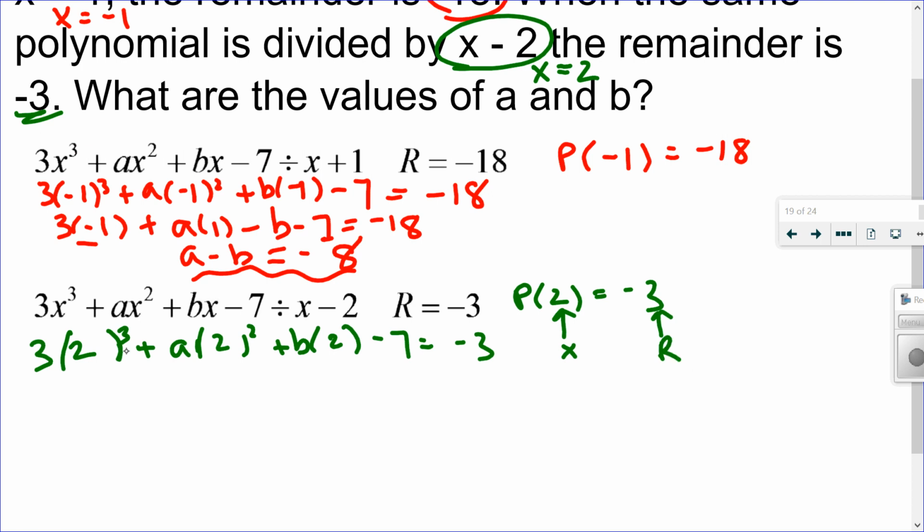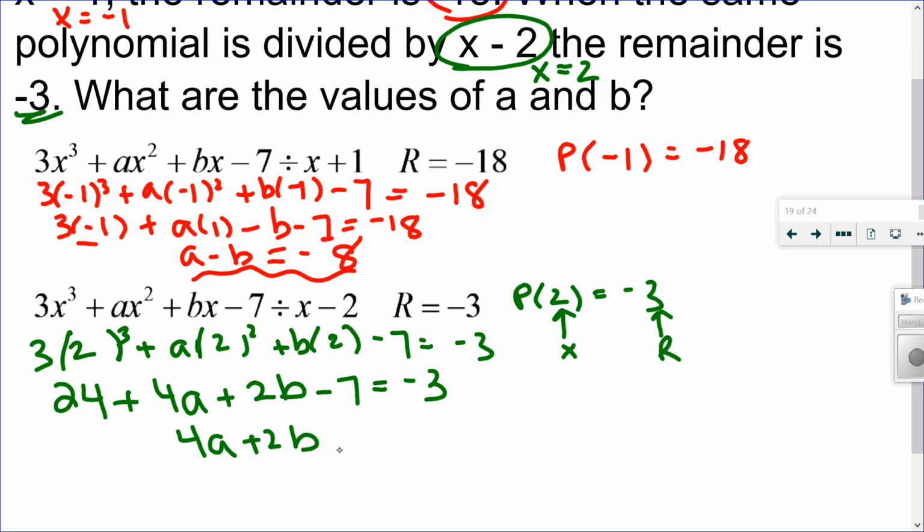So 2 cubed is 8 times 3 is 24, plus 2 squared is 4 times a, plus b times 2 minus 7 equals negative 3. So I have 4a plus 2b equals, so 24 take away 7 is 17, and I'll subtract 17 from both sides to get negative 20. Now I notice that all of these are divisible by 2, so I'm going to divide them by 2, so 2a plus b equals negative 10. Okay, so I'm going to take my 2 equations in 2 unknowns to the next page.